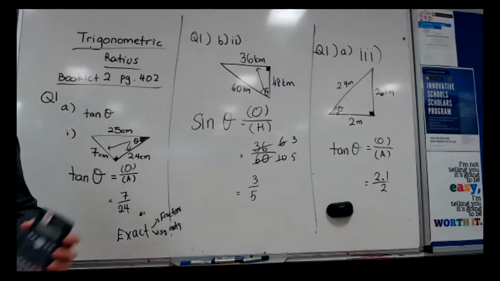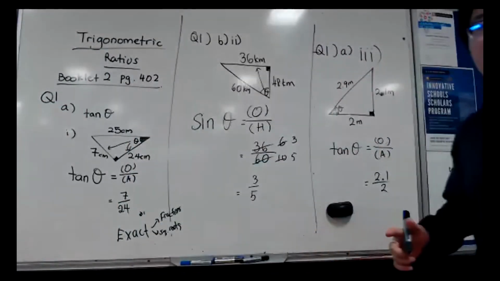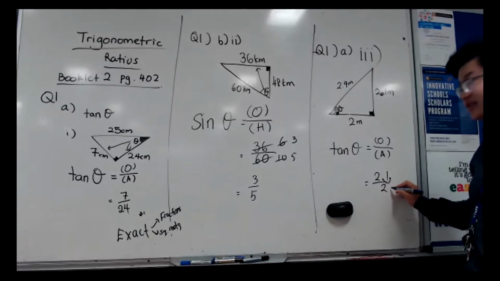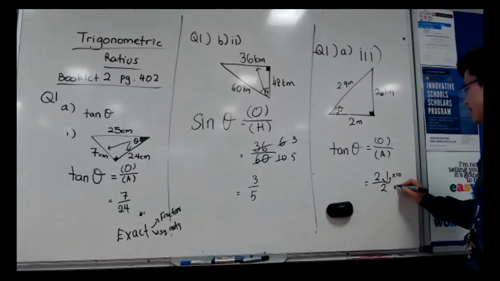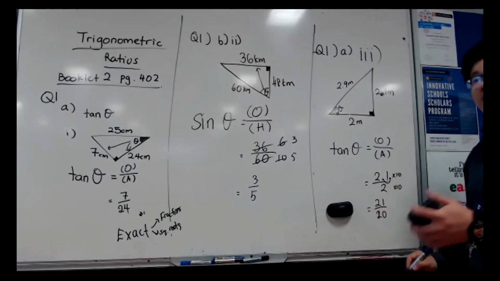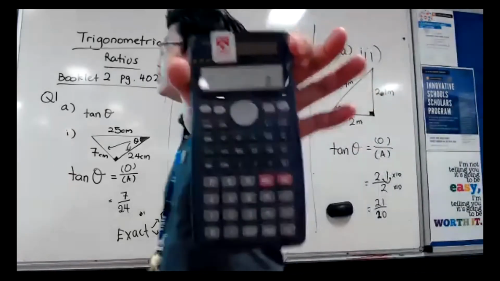You can press a calculator. Actually, you don't really need to. You could just multiply by 10 and then multiply by 10, which gives 21 over 20. That will eliminate the decimal. But if you're not confident with that, you can press your calculator right here.